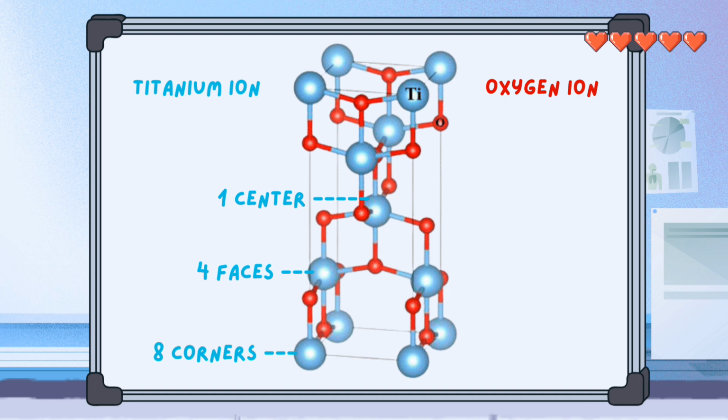Now let's talk about the oxygen ions. 2 oxygen ions are placed at the center positions. 8 more are located along the edges. And another 8 are positioned on the faces. Together, this precise positioning of titanium and oxygen ions gives Anatase its stability, tetragonal symmetry, and unique physical and chemical properties.